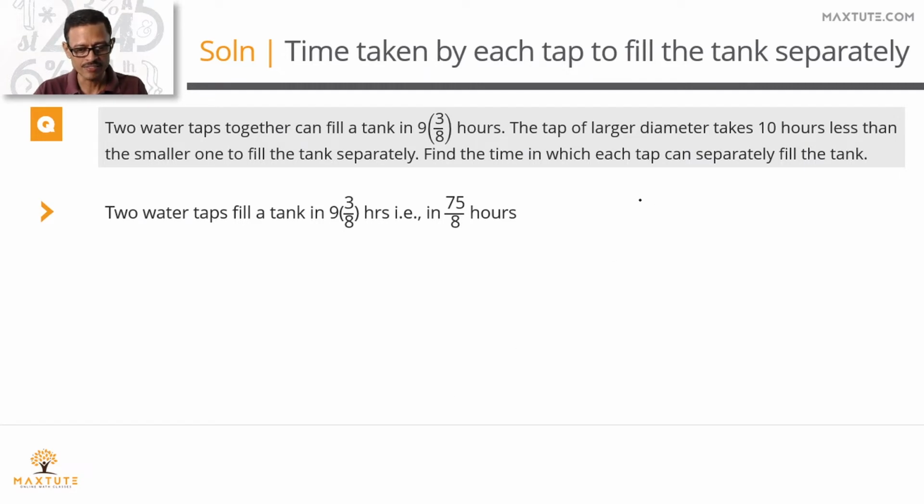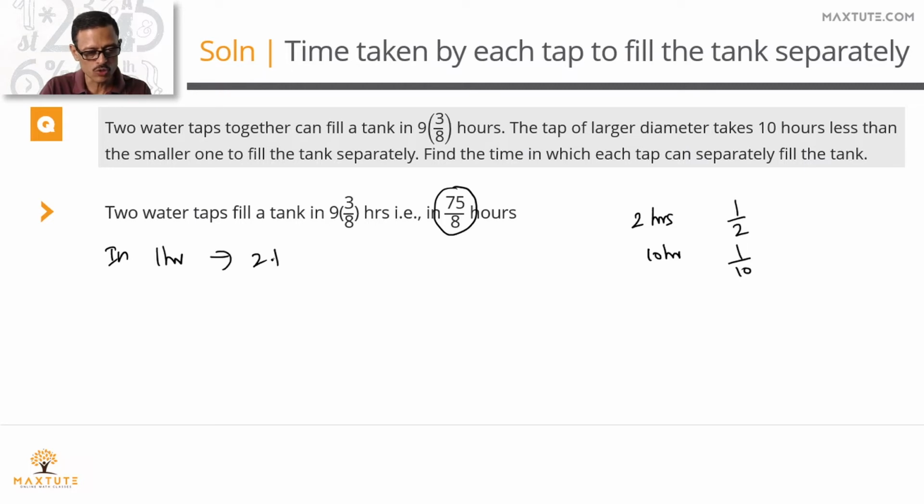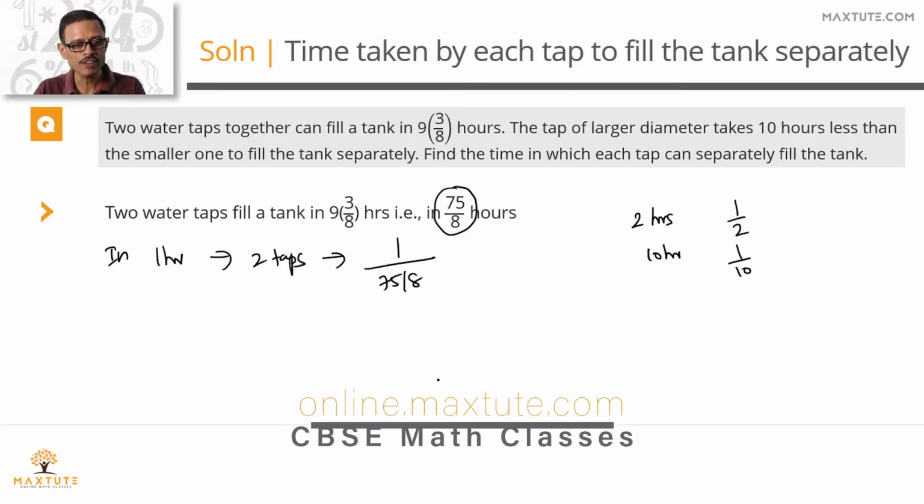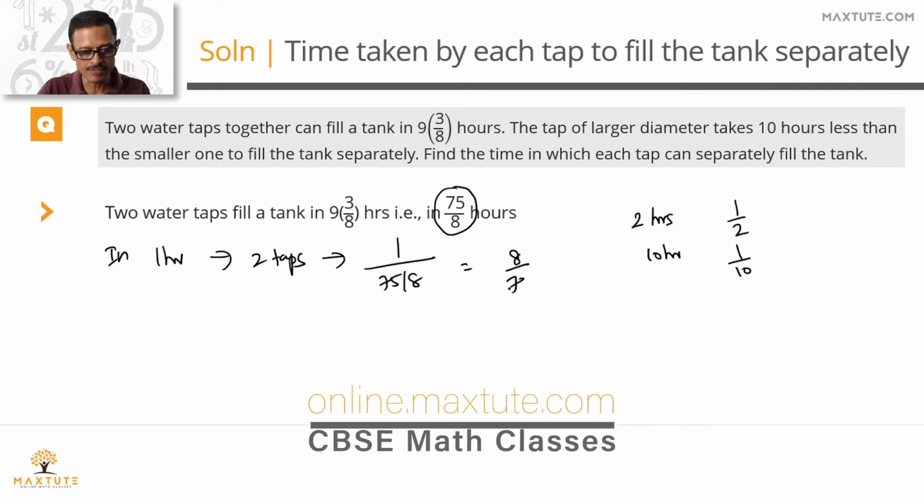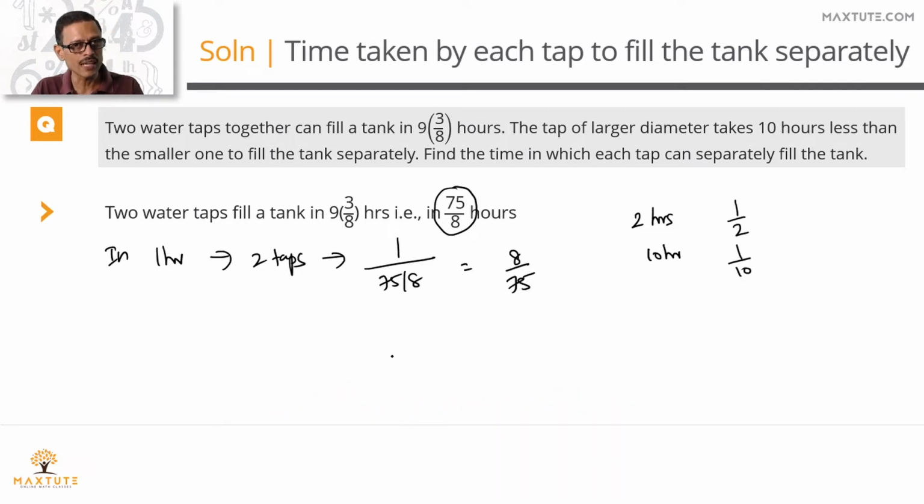Recall what we did in the last slide. We said that if the larger tap can fill it in 2 hours, in 1 hour it can fill half the tank, 1 by the time. If it can fill it in 10 hours, in 1 hour it will fill 1/10th of the tank. Together these two taps can fill the entire tank in 75/8 hours. So in 1 hour, these two taps together will fill 1/(75/8) of the tank, which is nothing but 8/75th of the tank. Together these two taps fill 8/75th of the tank in 1 hour.